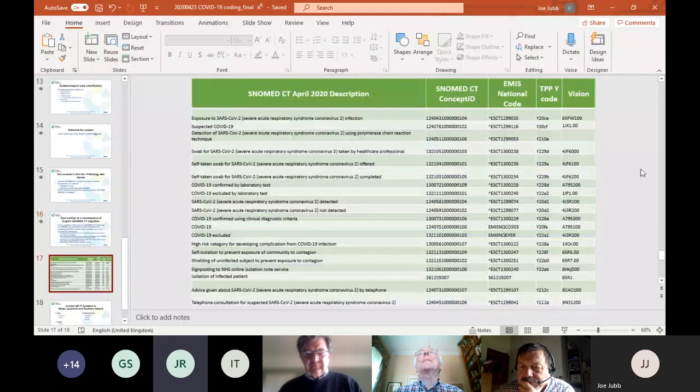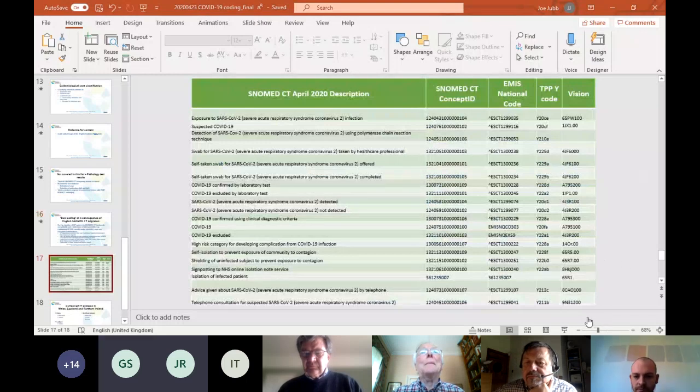Joe's frantically trying to find the right bit of text. Sorry, I was asking about 17. Was it on this slide? It was on the PDF that we scrolled down through.